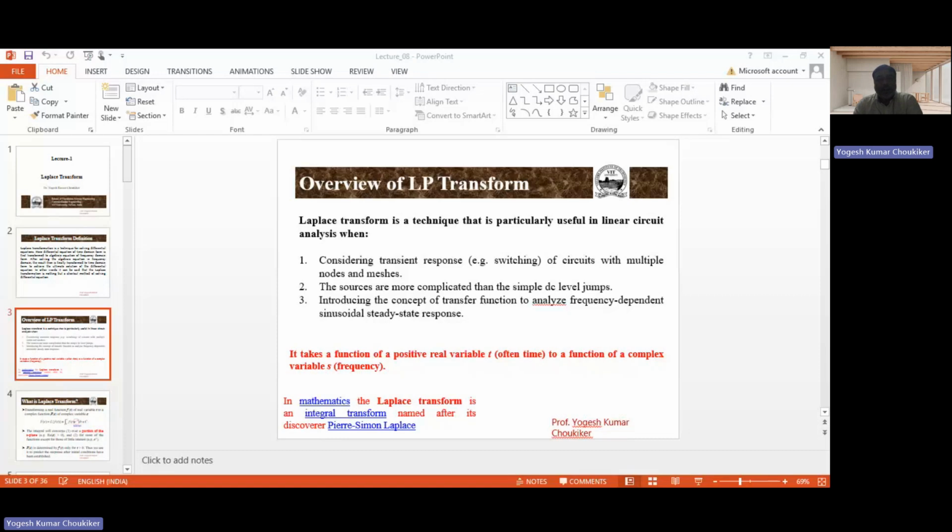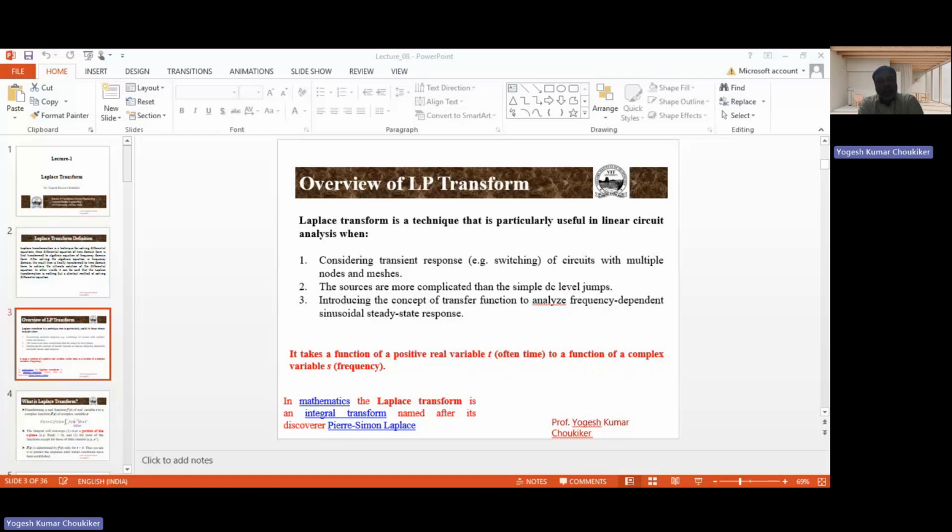Next, what is the Laplace transform? If you will see here, our function f of t, if you will take any function f of t for the real variable, and you will take the Laplace of that f of t, that Laplace of f of t is converted to F of s. F of s means what? That is in the frequency domain. So as per the definition, it is the integral transform.